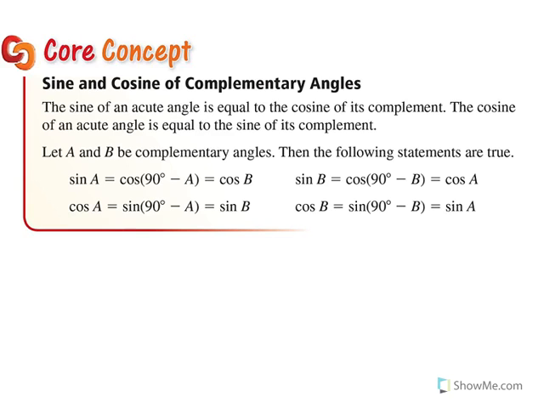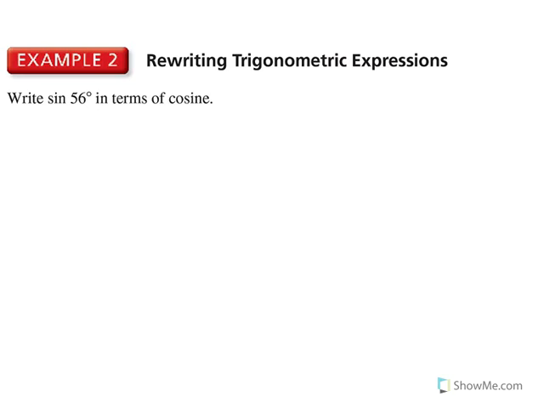Now, do you have to know this? No, not necessarily. You can usually just figure it out. But if you do, it helps you have some shortcuts in working your problems. So in example 2, we want to write the sine of 56 in terms of cosine. This is just trying to get you familiar with the concept that we just looked at.